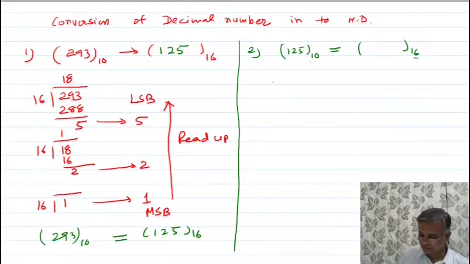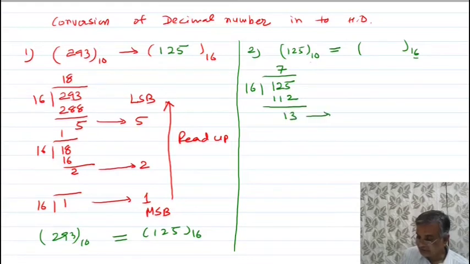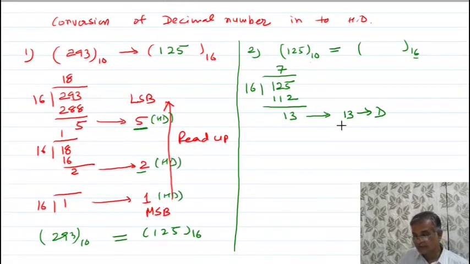So the method says 125 divided by 16. 16 sevens I can write, it is 112. The remainder is 13. Remember, this is a hexadecimal number, so 13 in hexadecimal is represented by D. That's why I am writing D.